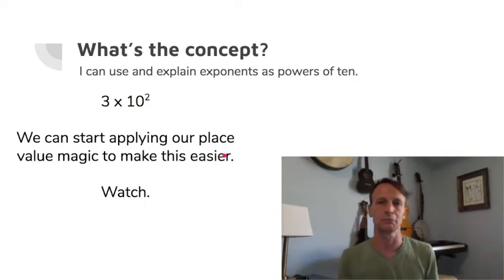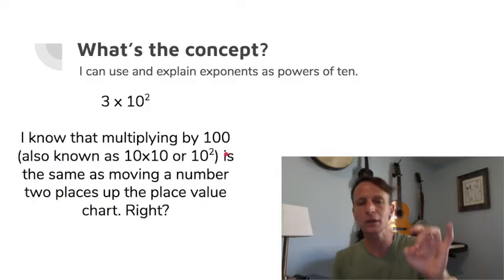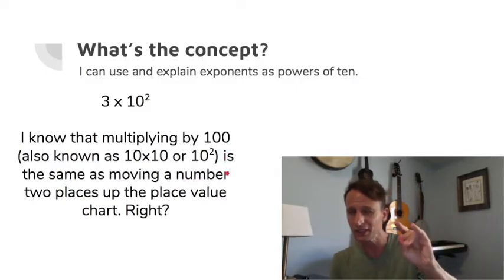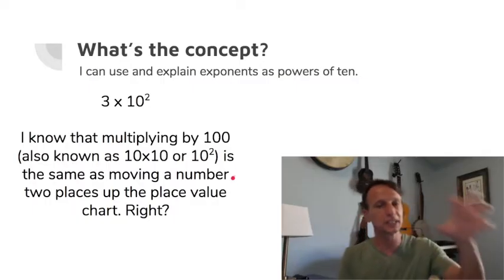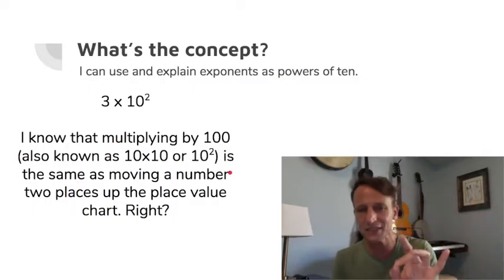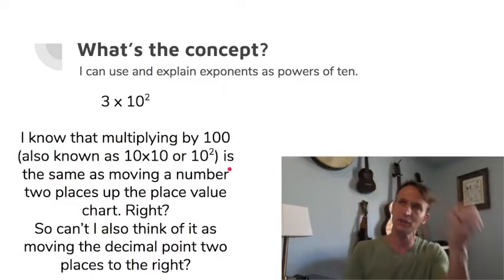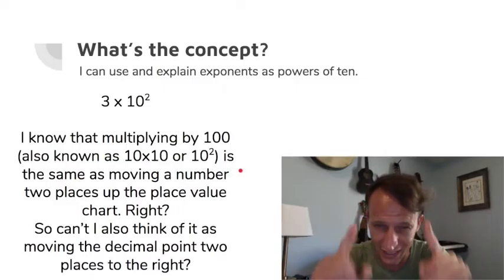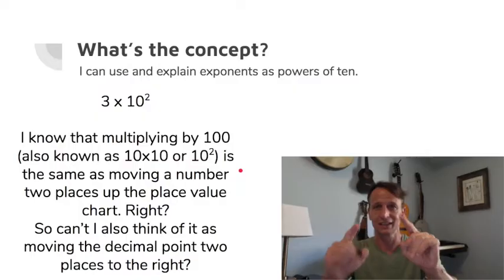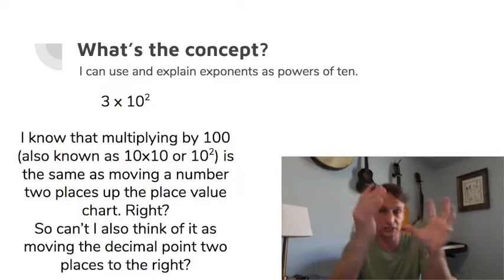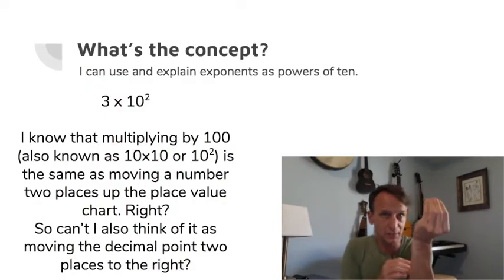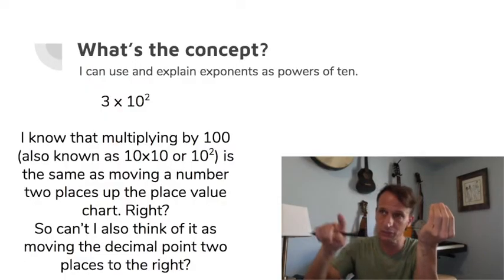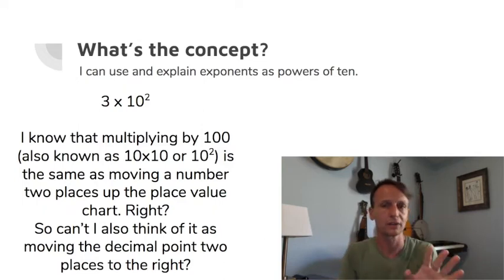Watch the magic! Mathemagic. All right, so we know multiplying by 100, multiplying by 10 times 10, or 10 squared, is the same as moving up the place value chart. So another way of thinking of moving up the place value chart is as moving the decimal point. Okay? It's the same thing. Instead of moving discs or digits up a place or down a place value chart, we can leave the number stationary and move the decimal point. Here's what it looks like.